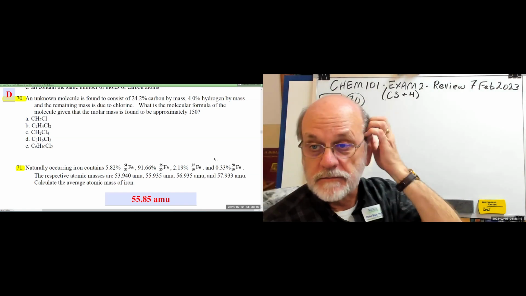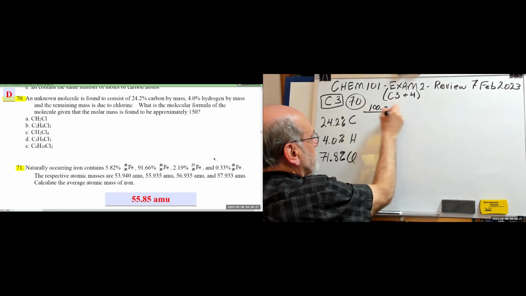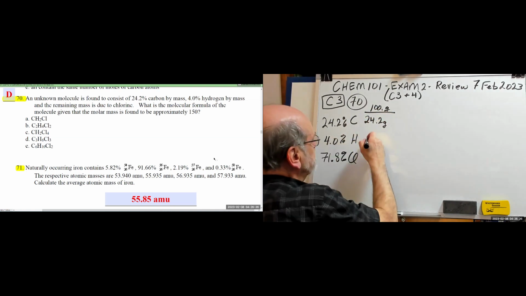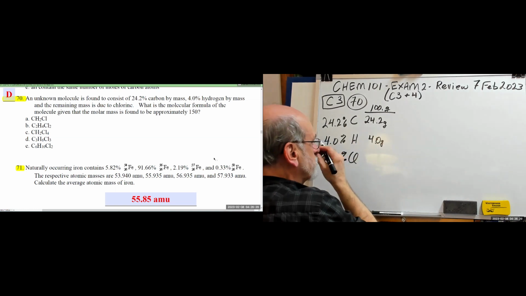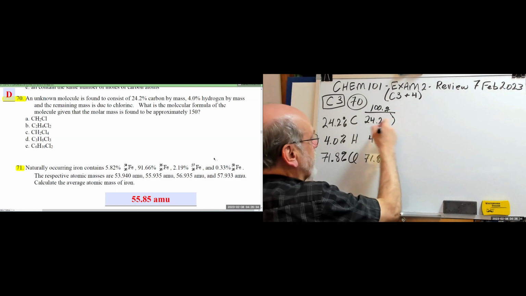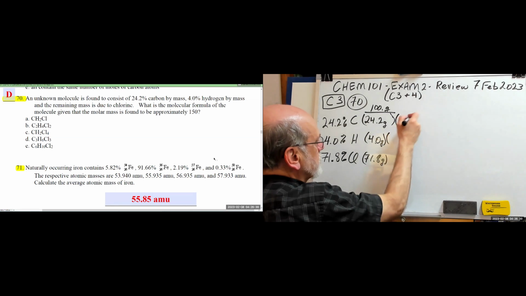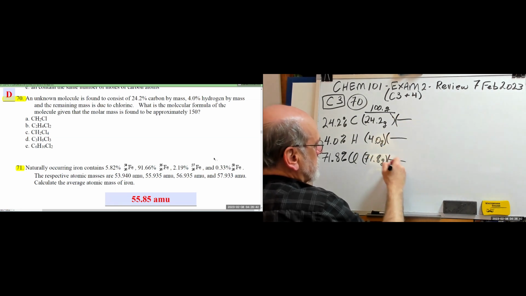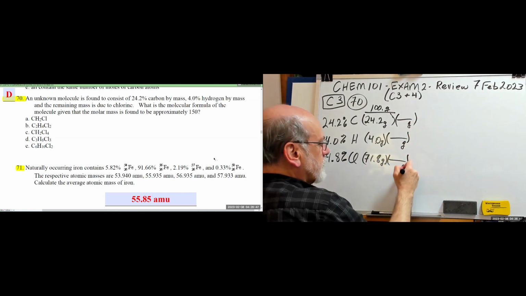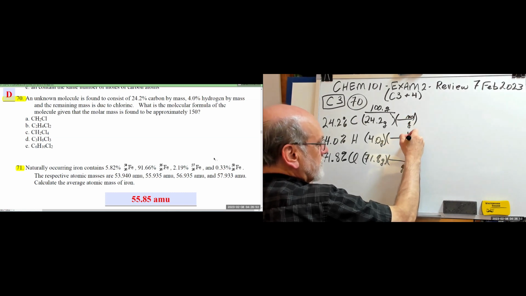So now we know what to do. Assume that you have 100 grams sample. That means 24.2 grams carbon, 4.0 grams hydrogen, and 71.8 grams chlorine. Now we've got something to work with. And we can convert each one of these. I'm going to have to write kind of small. We can convert each one of these by using the molar mass.